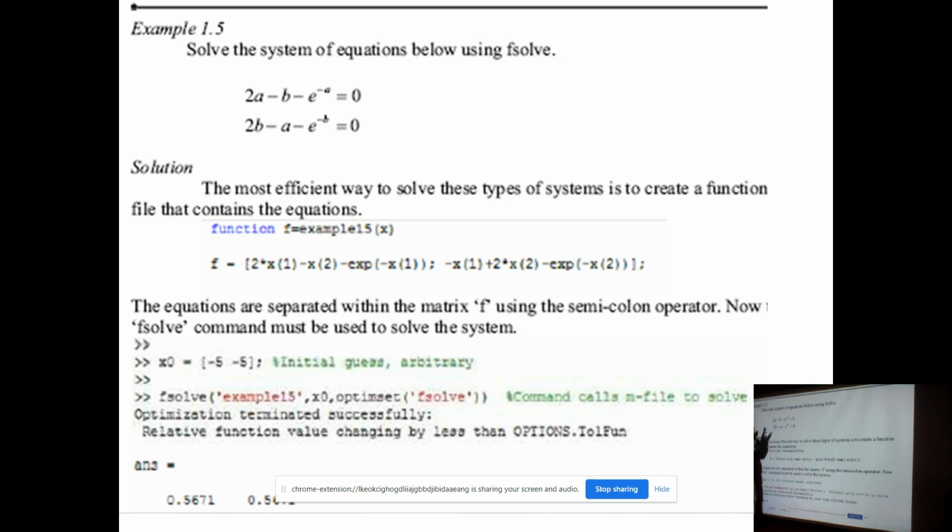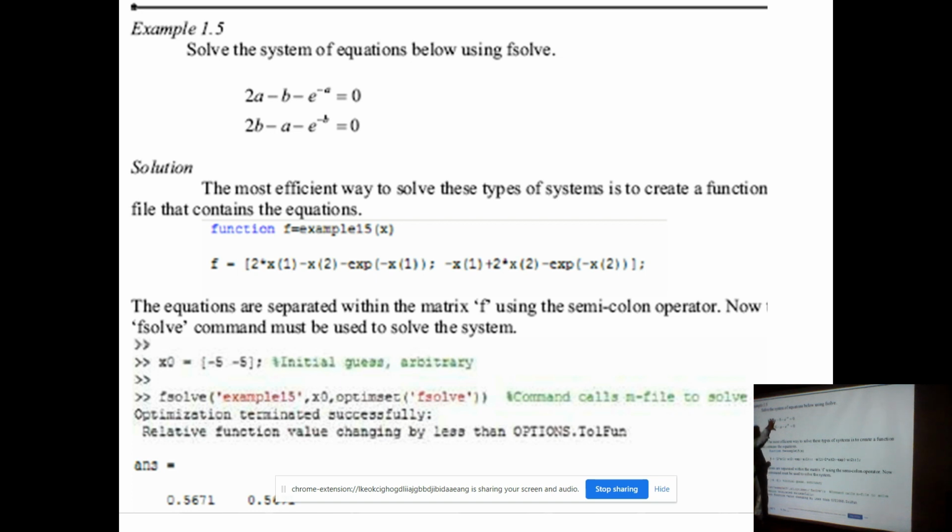Whenever I'm using fsolve or fzero, I have to go for two M files, as I told you. Open one M file for the function definition. Open another M file, called the running M file, where you define your fsolve. So I am first opening the user defined function. In one M file I write function, output variable equal to some function name. I gave a function name as example, because this is an example problem: Example 1.5, and the variable as x.